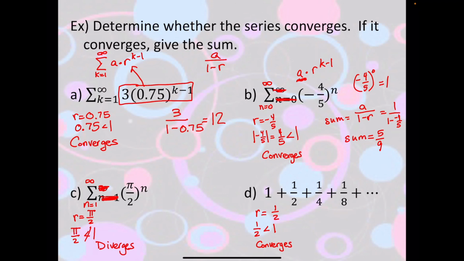That means that this infinite series is going to have a finite sum, and that sum is a over 1 minus r. And a at the top is just a sub 1, so it's 1 over 1 minus r, which is 1/2. So that means the sum of this infinite geometric series is 2 when we find that value.